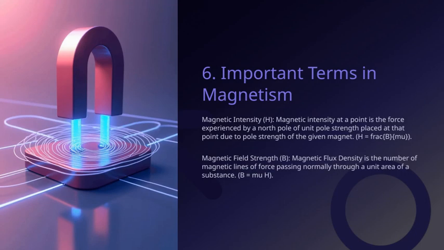Let's take a closer look at some important terms in magnetism. First, we have magnetic field strength, or B. This refers to the magnetic flux density, which is essentially the number of magnetic lines of force passing normally through a unit area of a substance. Think of it as how concentrated the magnetic lines are in a given space. The formula B equals mu times H highlights that B depends on both the magnetic permeability, mu, of the material, and the magnetic intensity, H.